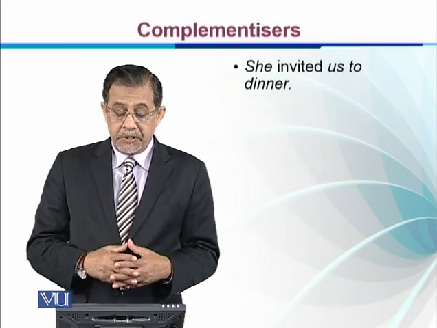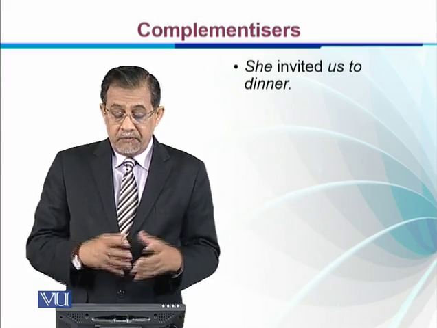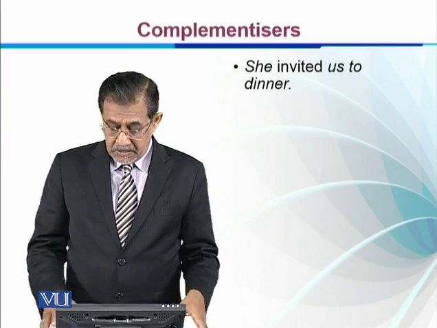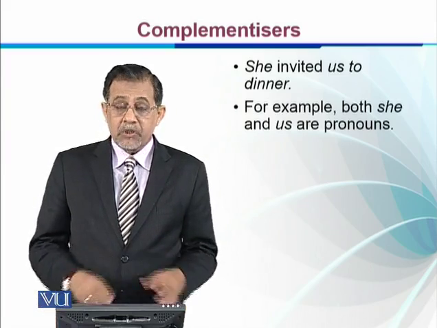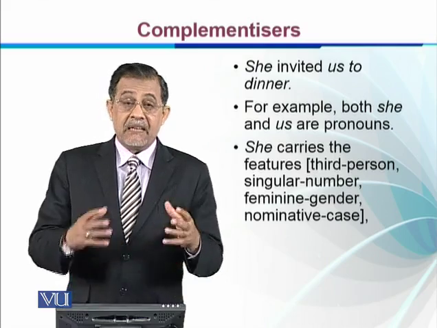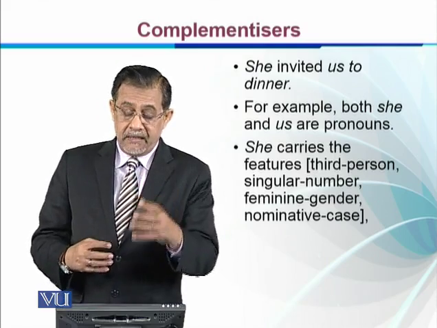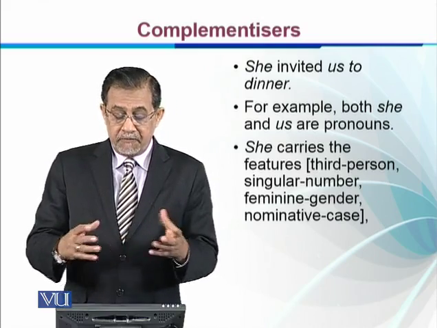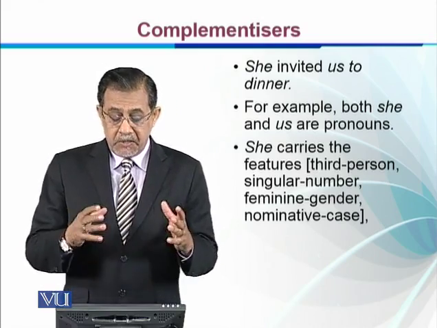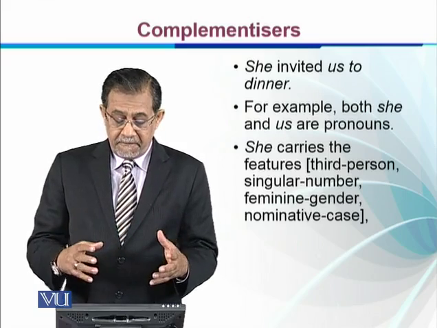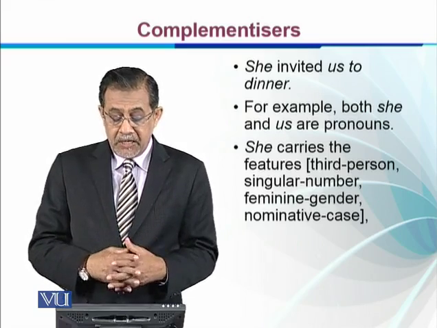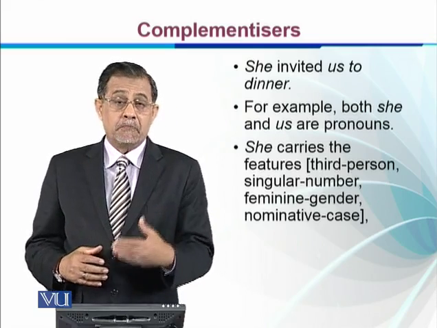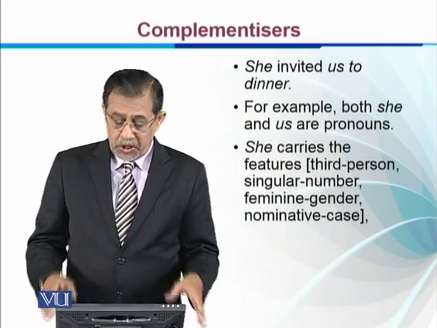For example, she invited us to dinner. So if you look at this, we have two pronouns, she and us. Both are pronouns and we can explain them, we can narrate them. She carries the following features: we can say that she is third person, singular number, feminine gender and nominative case. So we can tell these properties of the pronoun she.